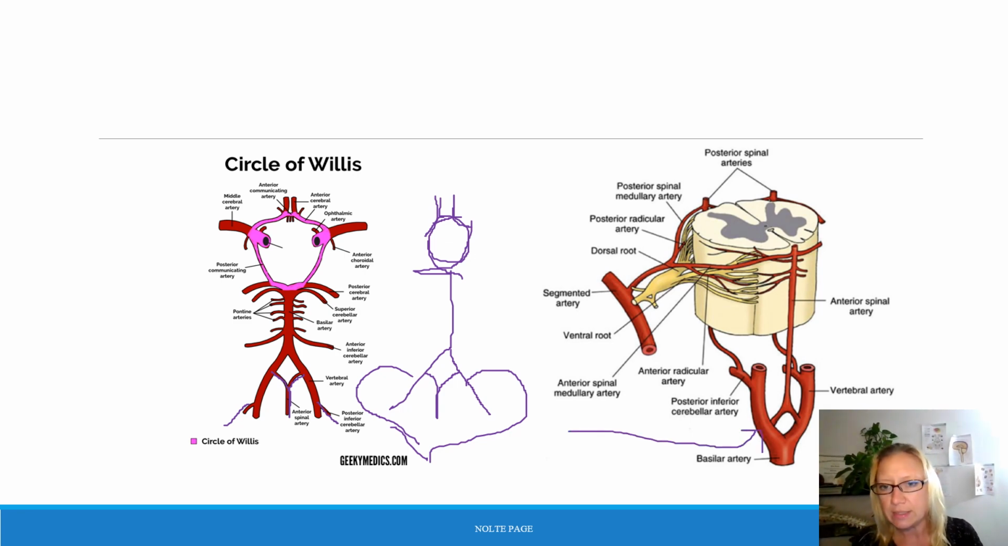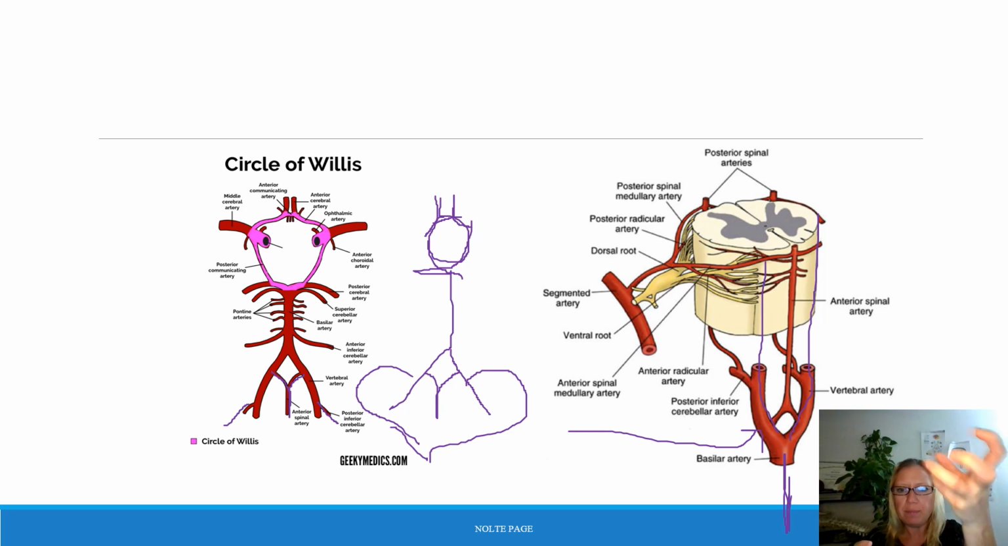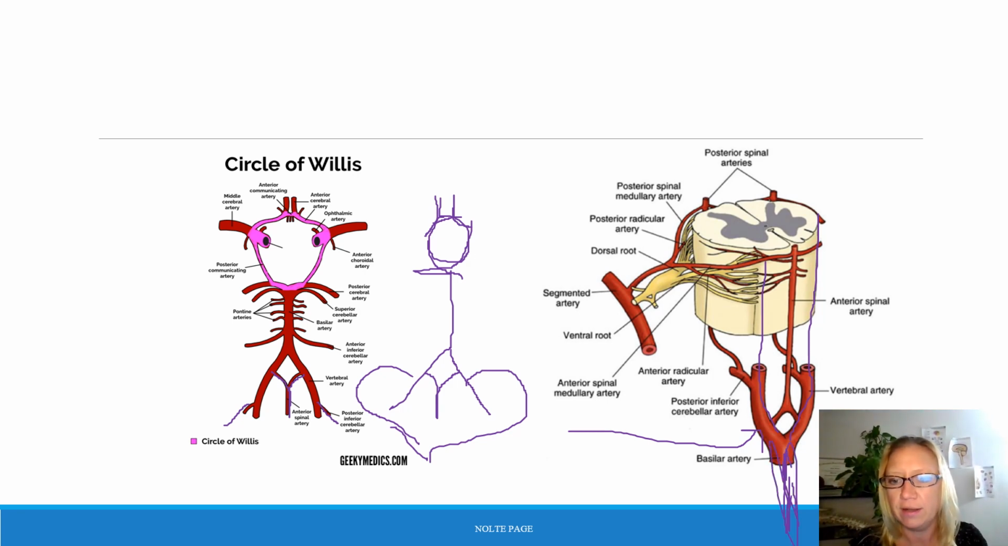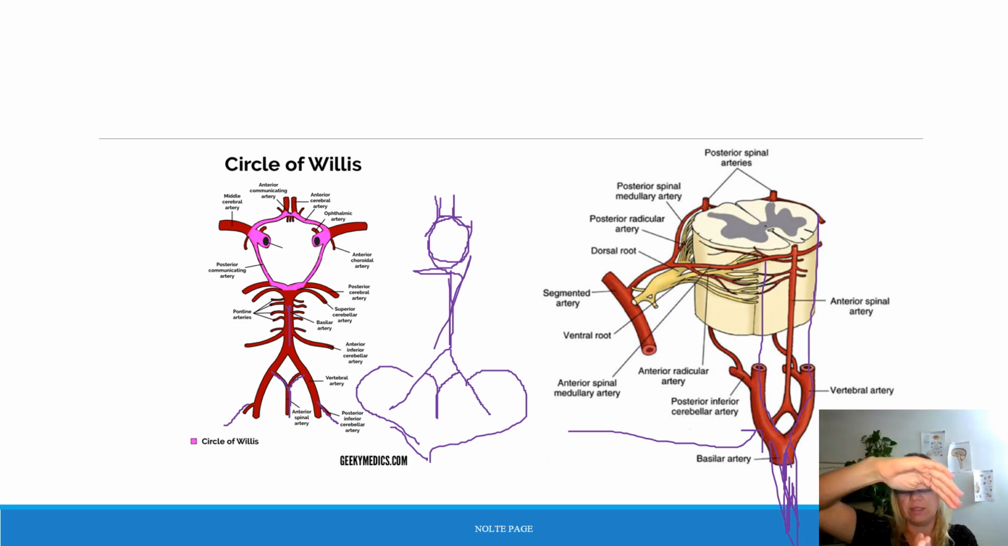Okay, so we could see vertebrals coming down right here, right? We could see vertebrals. And then this is basilar. So flip it around. You want to flip it around. So basilar is here. Basilar is here. Okay, so in this picture, that's what they're doing. We have our basilar artery, we have our vertebral artery, and then we could see this anterior spinal artery. So this is in the front, right?